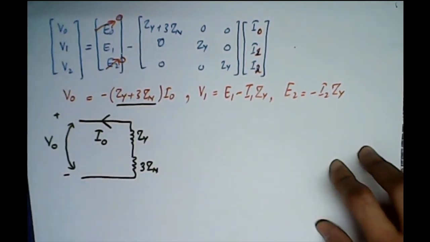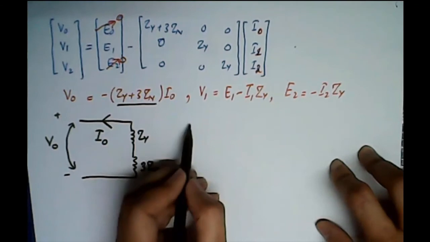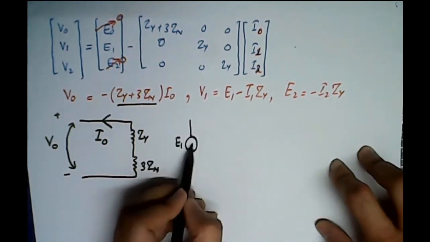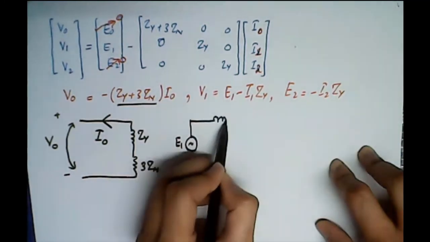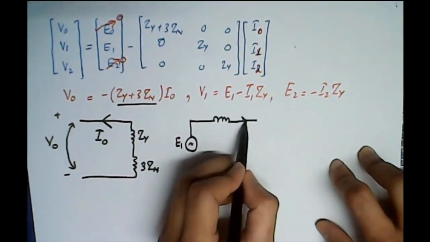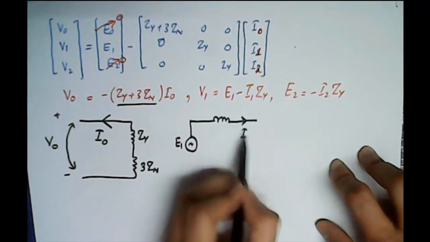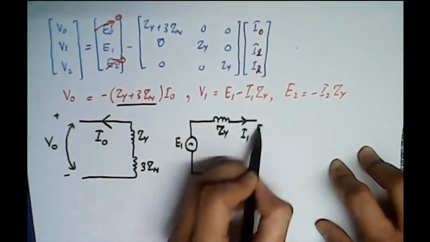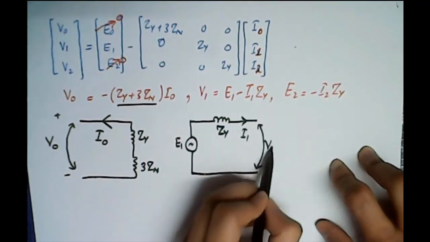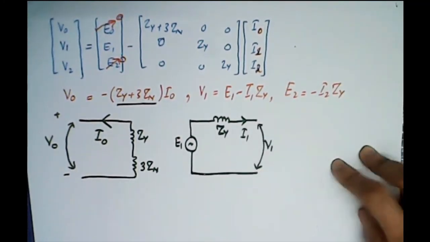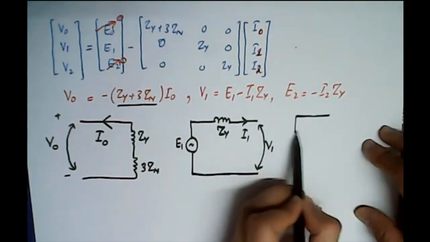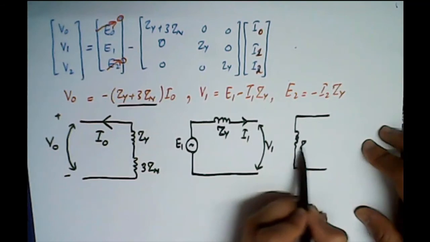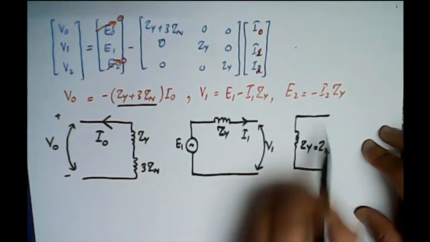What about the positive sequence network? There is a source involved, E1, with I1, Zy, and this will be V1, right? And what could be the negative sequence network? No source involved, just Zy, which is equal to Z2, of course, with I2.